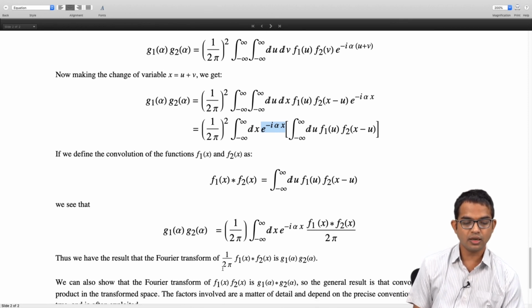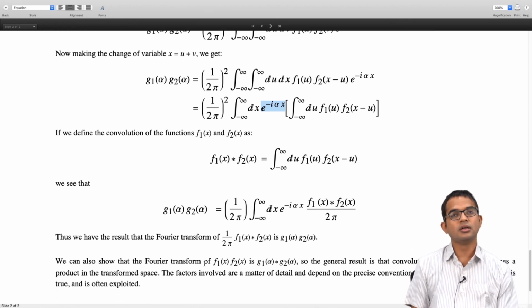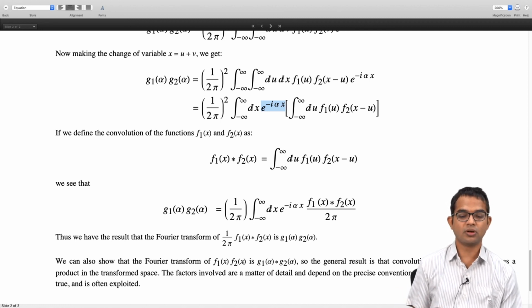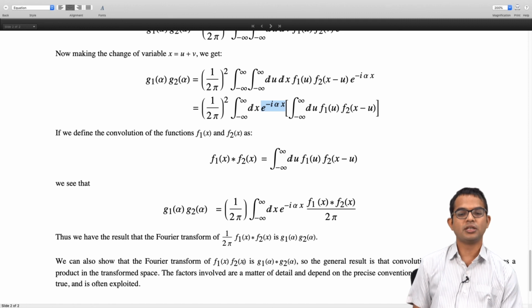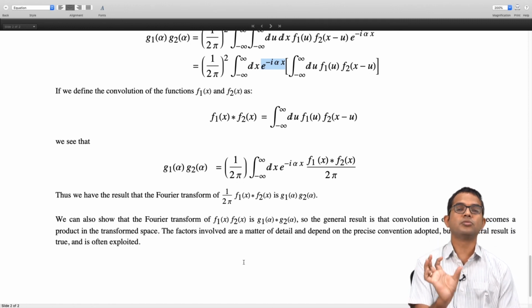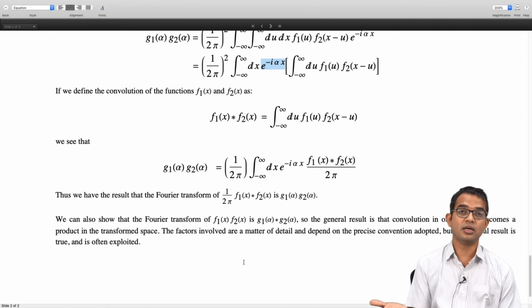So indeed here it turns out that within this convention, if you take the product of these two functions, f1 of x times f2 of x, and take its Fourier transform, it's going to be just the convolution of g1 of alpha with g2 of alpha. This is something that we will allow you to verify yourself. But the key idea is, what is a convolution in one space will become a product in the other, and that is a property which often we try to exploit, because products are easy to work with and convolution is a much more complicated operation.